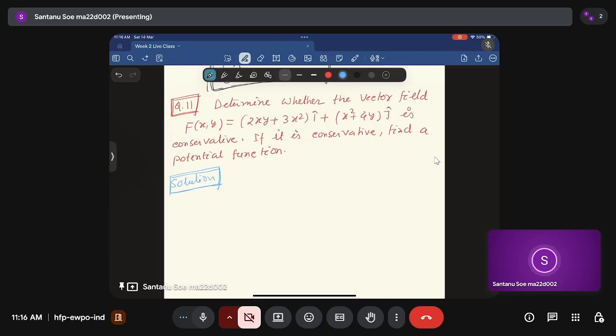Now to determine whether a vector field is conservative or not, especially for a two-dimensional function, we have seen that if f of xy equals f1 of xy i cap plus f2 of xy j cap, then this f is conservative if and only if del f2 del x equals del f1 del y.